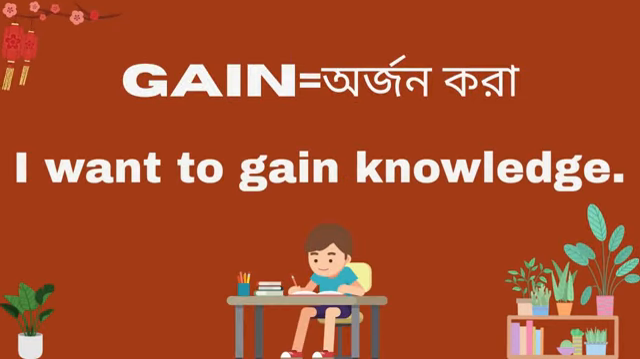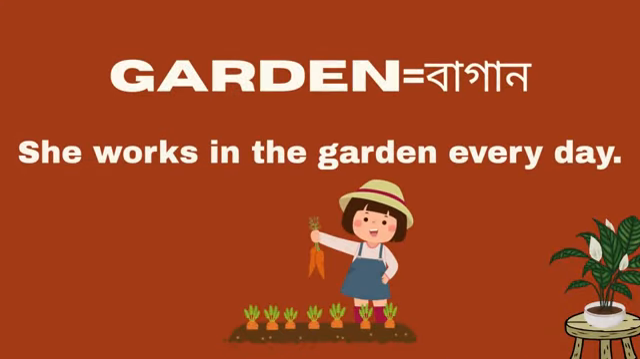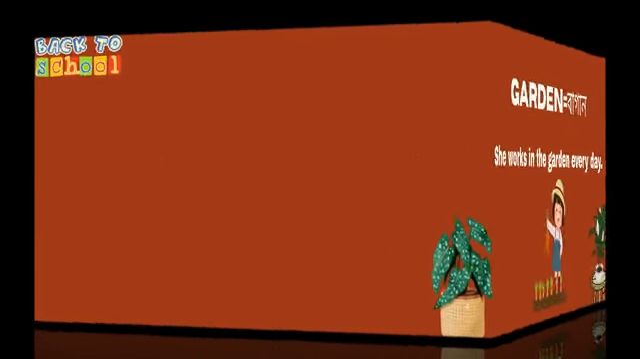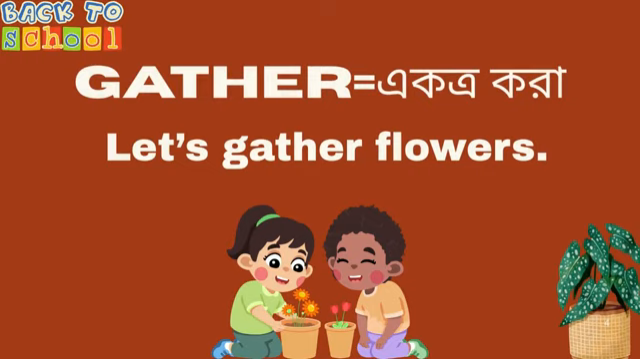Gain, arjan kara. I want to gain knowledge. Garden, bagan. She works in the garden every day. Gather, ekotro kora. Let's gather flowers.